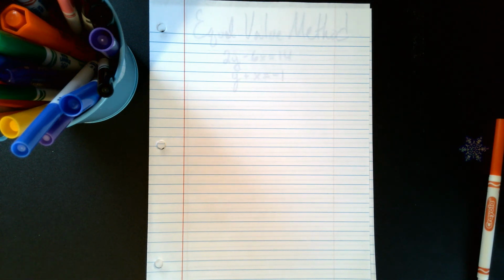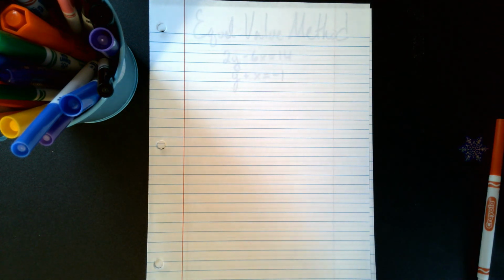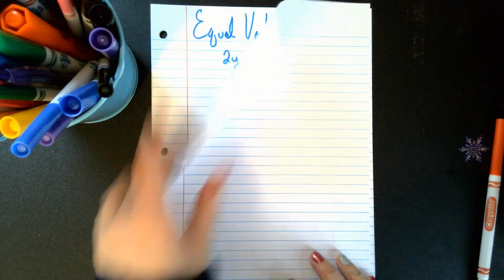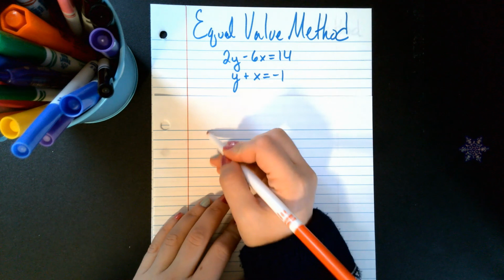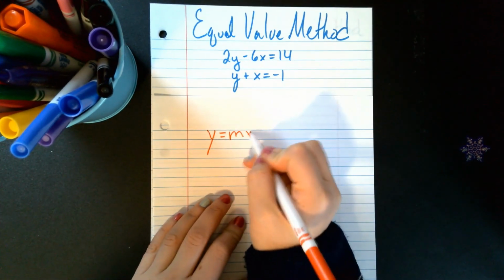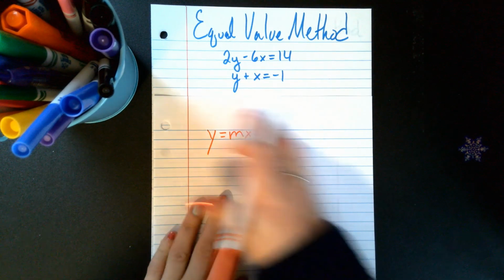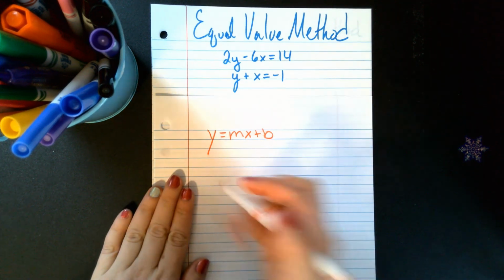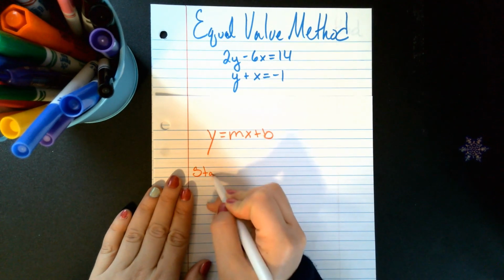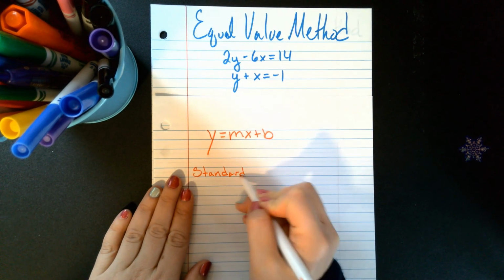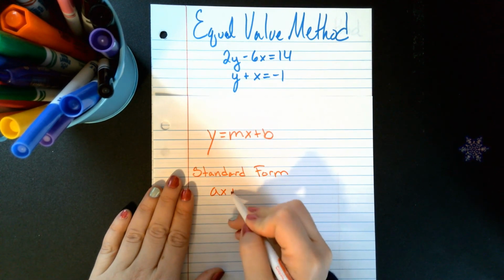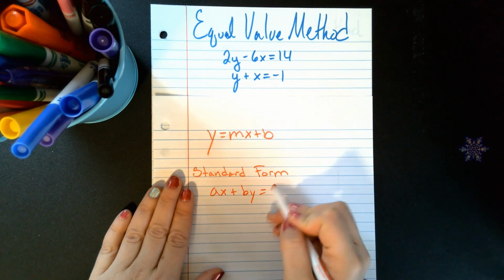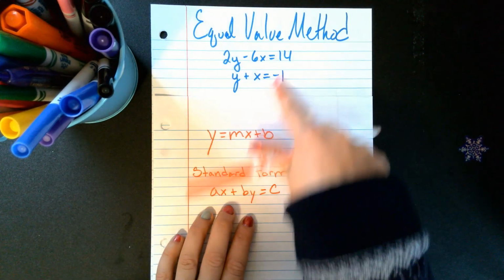Okie dokies, artichokes. Today in this lesson, we learned how to do the equals values method, but you only learned how to do it when the equations are in the form y equals mx plus b, which is the form we're very used to. Now, at the very beginning of chapter 5, we looked at a form called standard form, which is where you have x and y all on the same side, just like these guys right here.